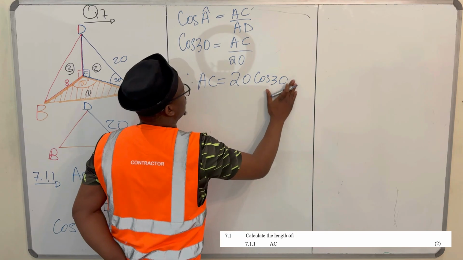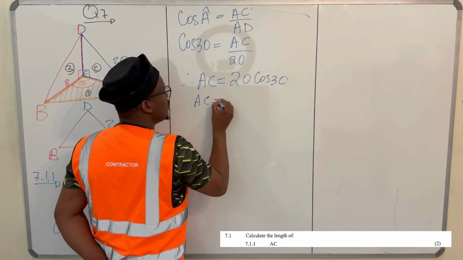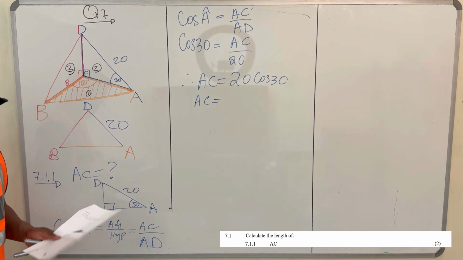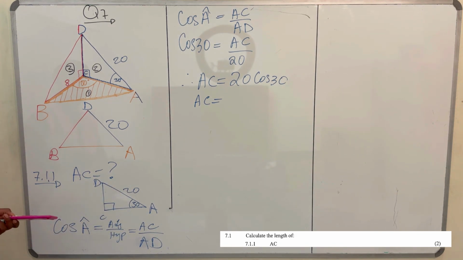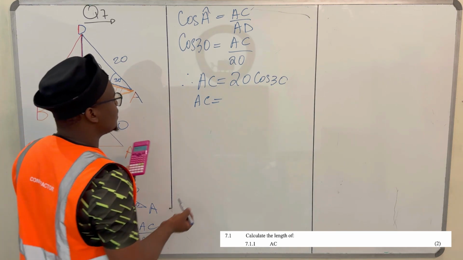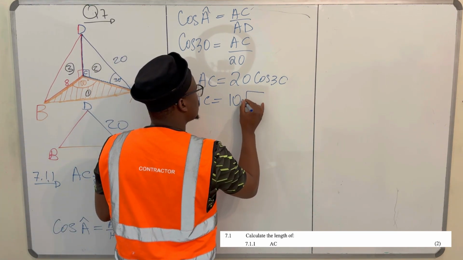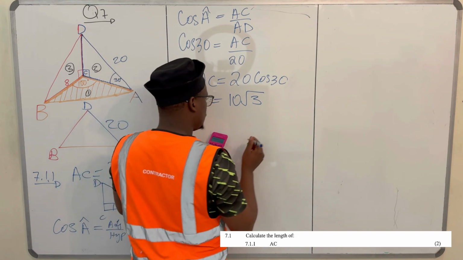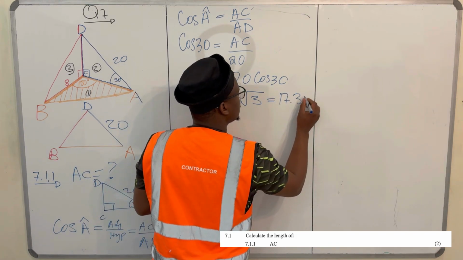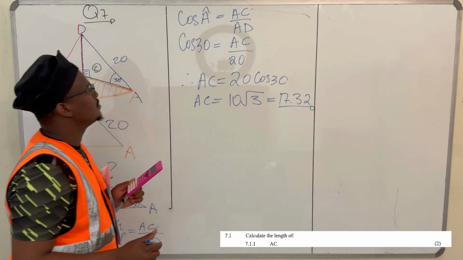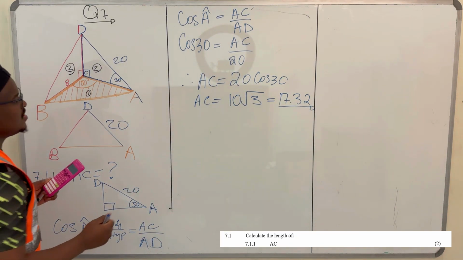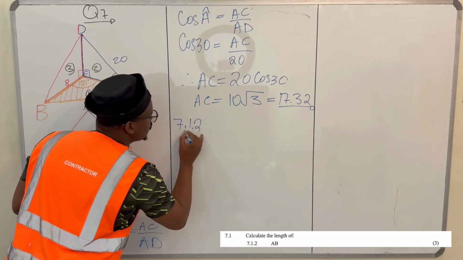Right? Which is equal to AC, is equal to the answer to that. 20 times cosine of 30 degrees. That's what you should be looking for. So you're saying 20 cosine of 30 degrees. You get that your distance or your length is equal to 10 square root of 3, or maybe you can say it's 17.32 units. Done. We're done with 7.1.1. Let's go to the next one, 7.1.2.